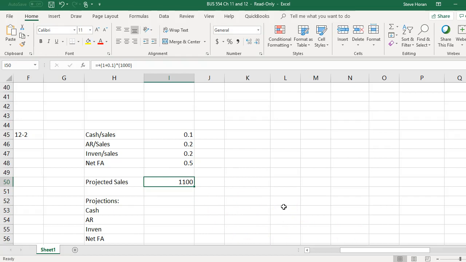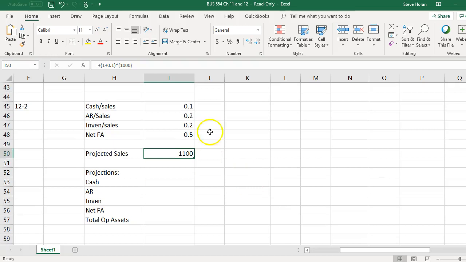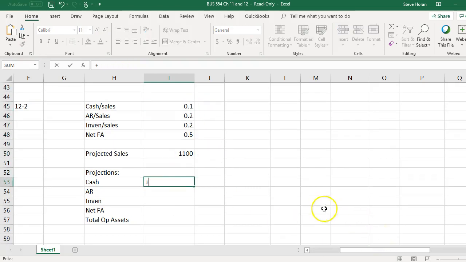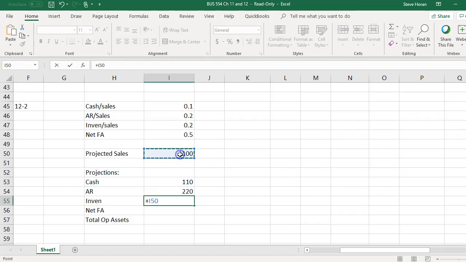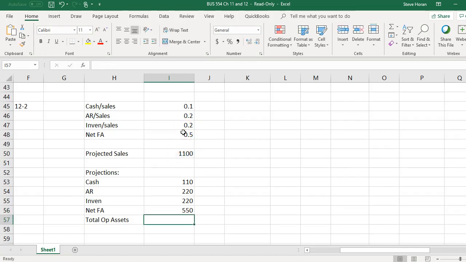And so then the question is, well, what's my new numbers based on that? If we're holding these ratios true, what will these be? So it's pretty simple. You can probably see how we do it. We just take the projected sales number, multiply it by the various ratios. So my new cash number would be 110. AR would be the sales times the rate of 0.2, and so on. Inventory 1,100 times 0.2 again. Fixed assets would be 1,100 times 0.5 for 550.